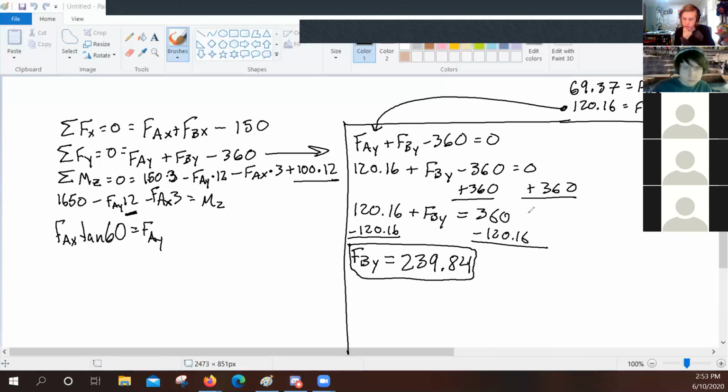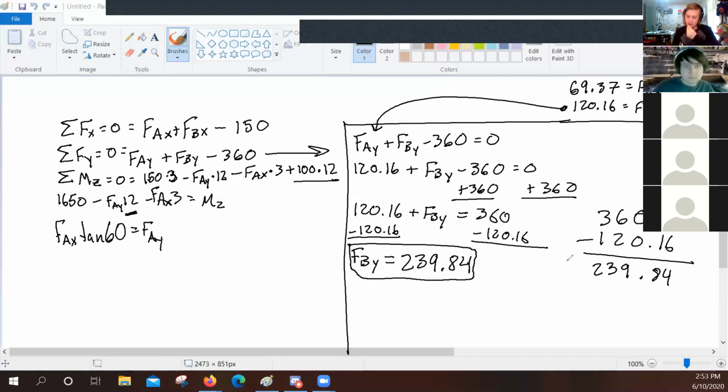120.16. So this here, basically, if I did 360 minus 120.16, we'll do it this way, and then minus. If we did this out, it would equal 239.84. Okay. Yeah, that makes more sense now.